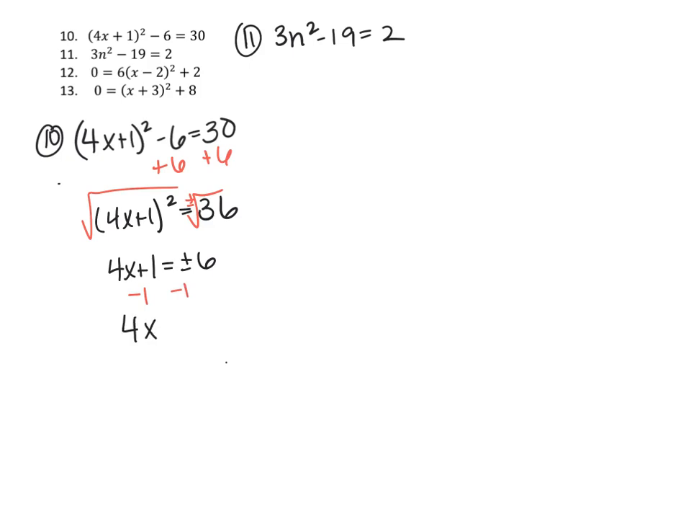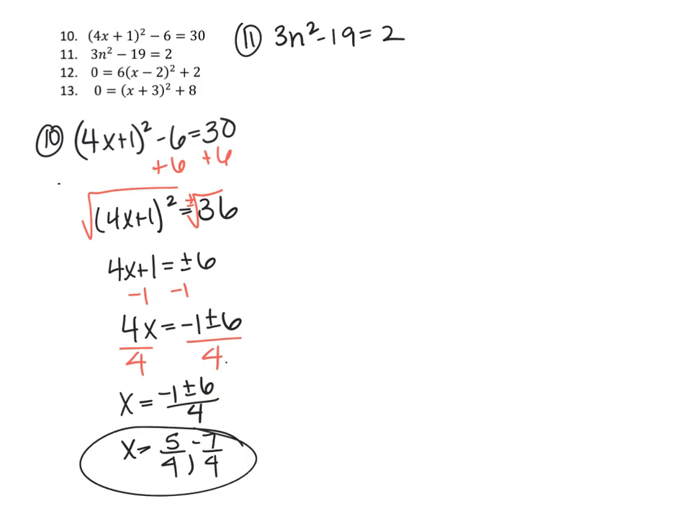And we could subtract 1, so 4x equals negative 1 plus or minus 6. And divide by 4. So x equals negative 1 plus or minus 6 over 4. And then some of you like to leave it like this, and that's not okay. You've got to do negative 1 plus 6 is 5 over 4. And negative 1 minus 6 is negative 7 over 4. And you get your two answers.